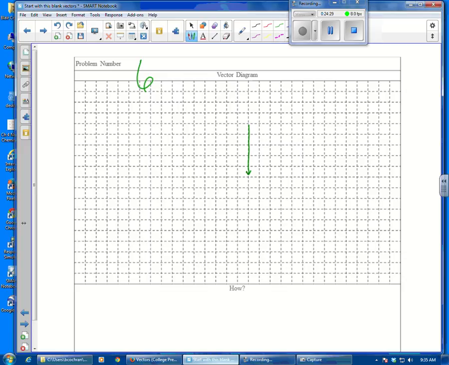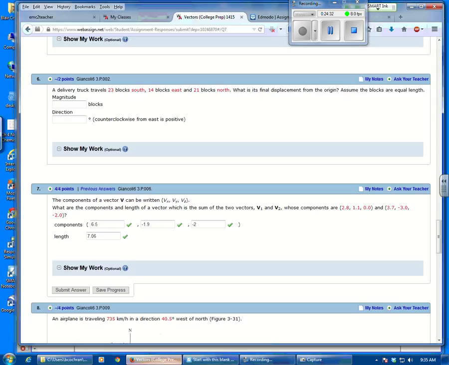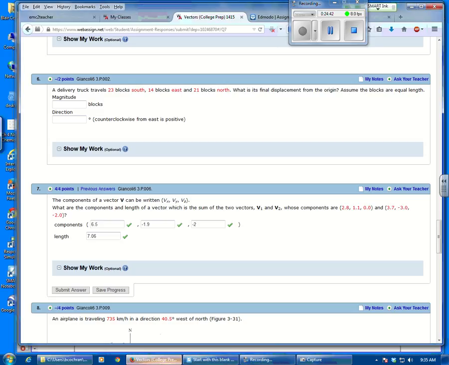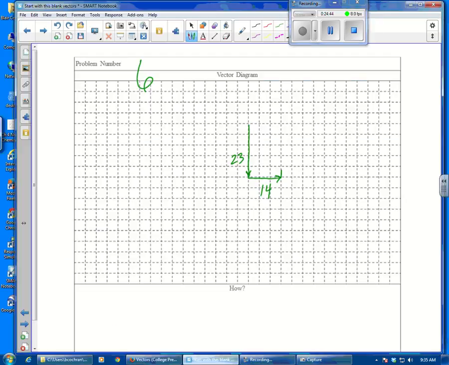23-ish. That looks like 23 to me. 14 blocks east. So this is 23. This is 14, and then 21 blocks north. So just there. That's the path it tells me I follow, right? My displacement now is going to be from where I started to where I ended. So that's my displacement, that blue arrow. I'm going to draw the blue arrow a lot bigger, nice and big like that.